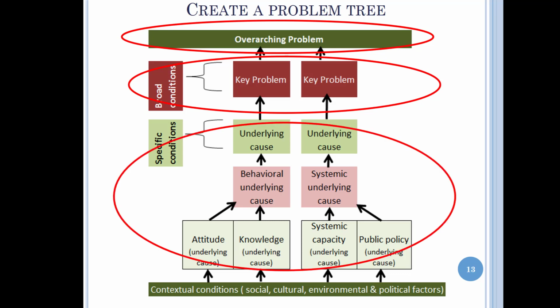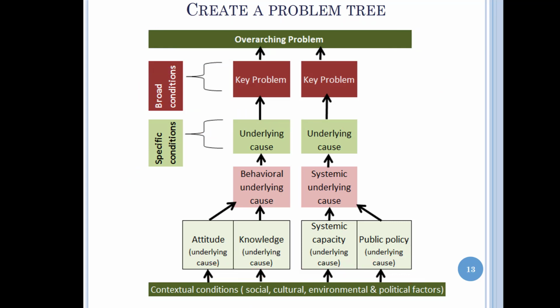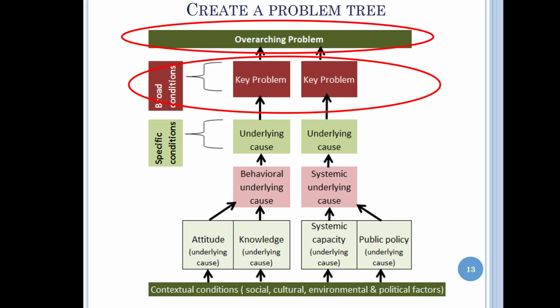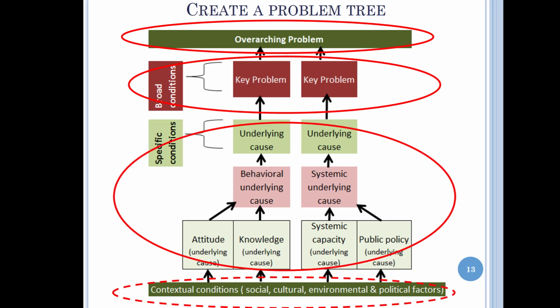After this, you go down to work on the specific conditions of the region where you're working that are causing these key problems that in turn cause the overarching problem. And only afterwards you take care of the contextual conditions like climate change, social, cultural, environmental, and political factors. These things cannot be addressed by your project. So once more, top-down: overarching problem, broad conditions, specific conditions, and the contextual factors or contextual conditions.